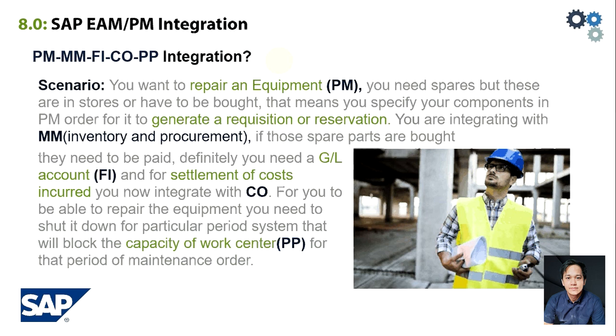If those spares, or spare parts rather, are bought, they need to be paid. Definitely, you need a GL account for FI. And for settlement of cost incurred, you now integrate with CO. For you to be able to repair the equipment, you need to shut it down for a particular period. The system will block the capacity of the work center for PP for that period of the maintenance order. That's it for EAM integration.